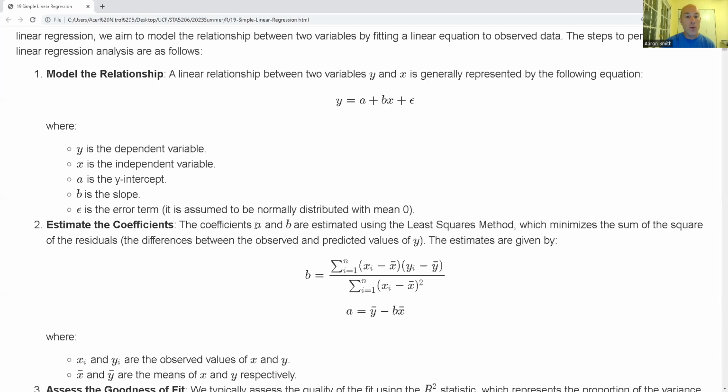All right, so the coefficients alpha and beta are estimated using the least squares method, which minimizes the sum of squares of the residuals. That is the difference between the observed and the predicted values of y, and the estimates are given by these equations. Now, technically, this should be a beta hat, and this should be an alpha hat, by the way. But we'll talk about that more when we get into evaluating our estimates.